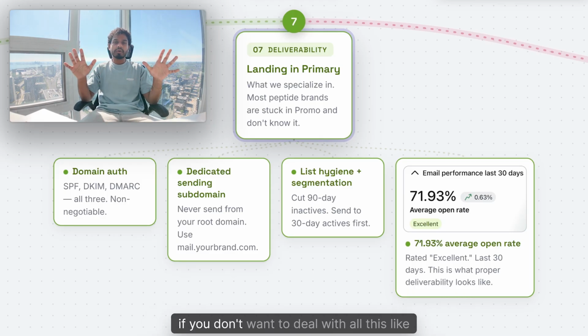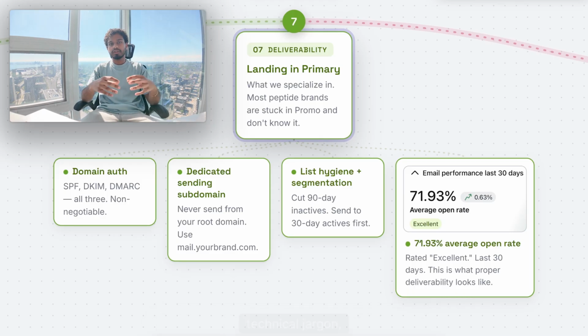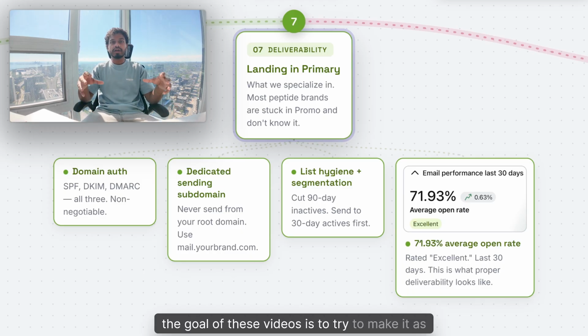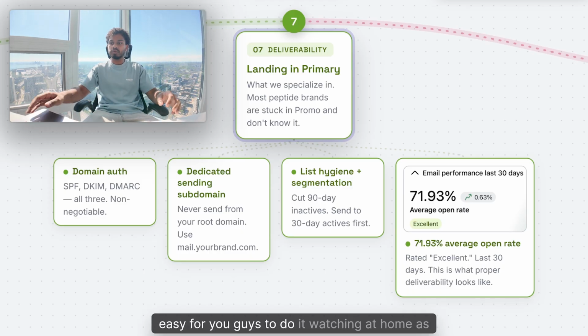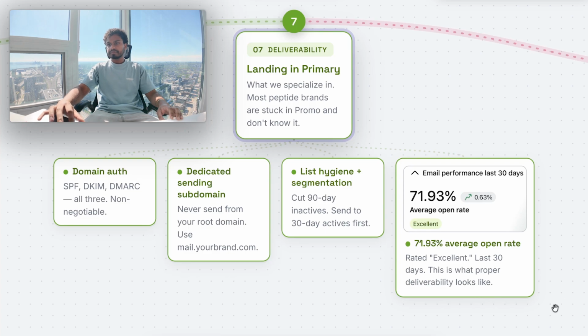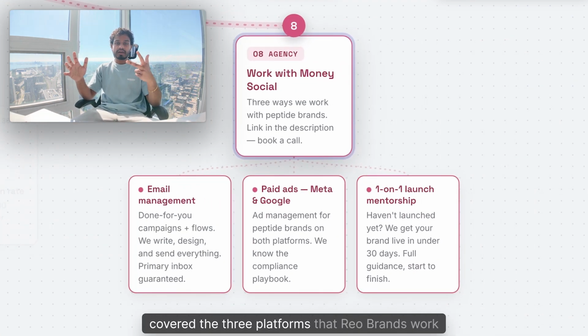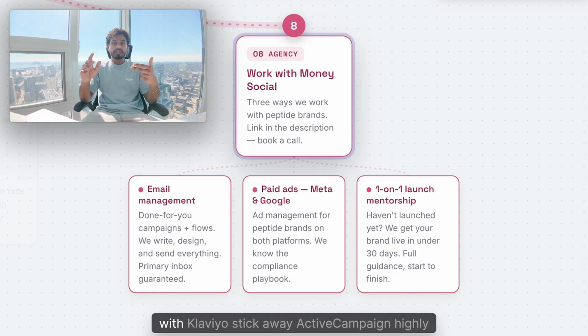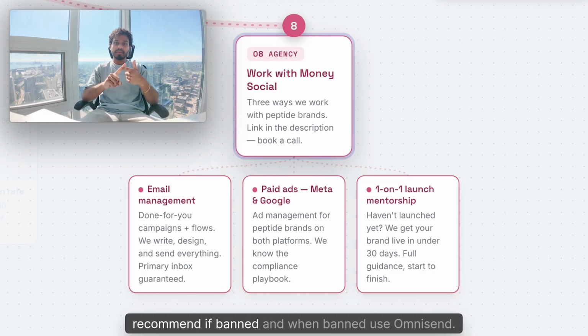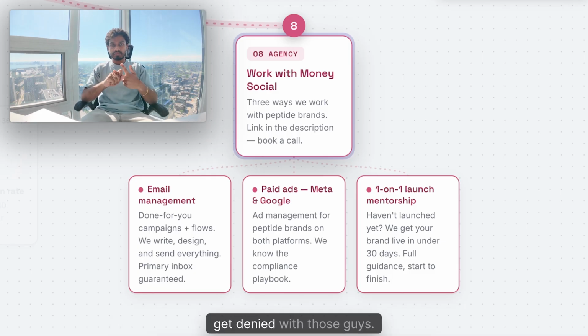So once again, if you don't want to deal with all this technical jargon, you can have my team handle it for you. But the goal of these videos is to try to make it as easy for you guys to do it watching at home as well. So that's basically the full breakdown. I've covered the 3 platforms that these brands work with: Klaviyo, Stickaway, ActiveCampaign, highly recommend. If banned and when banned, use Omnisend. I've never had a brand get denied with those guys.